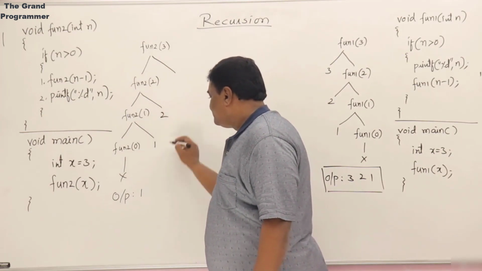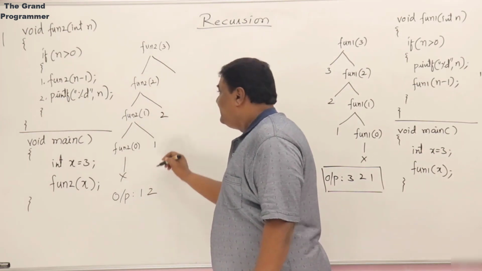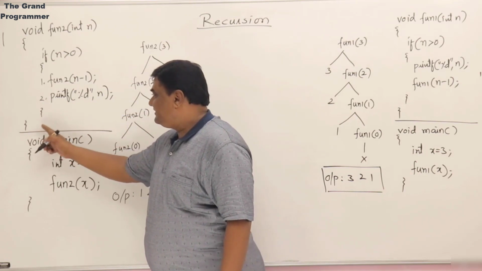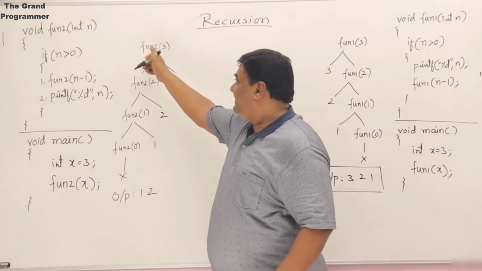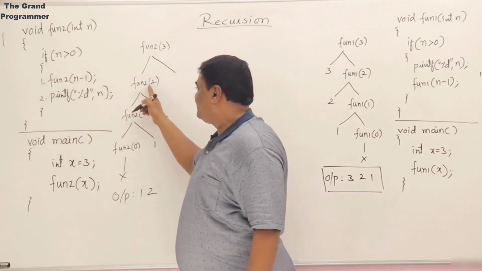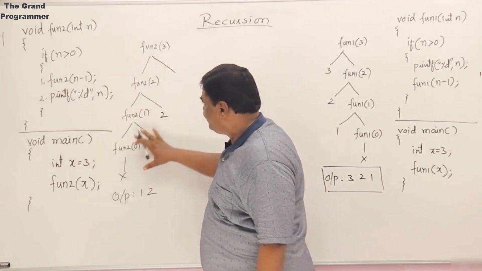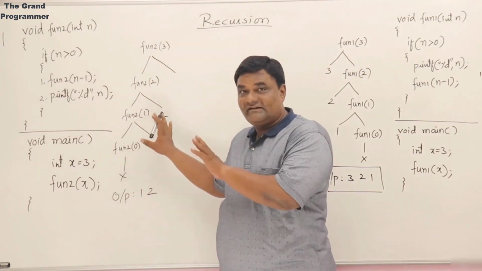Printing, it has to do. So the value 2 is printed. Then this will come out of this and finish. So this call finishes. It goes back to the previous call. In that call, it has completed this fun2 of 2. You can see that this complete fun2 of 2 is completed.